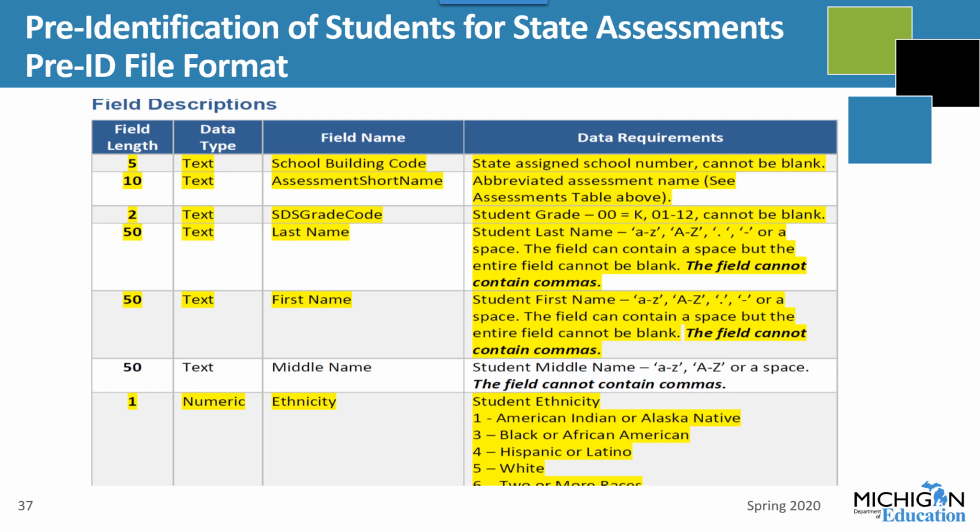So this is just a section of the PreID file upload template. You can see that it shows you the field length, the data type to be inputted, and then the field name and specific information about how to complete each row. As you can see, for example, the SDS grade code must be inputted, and you input kindergarten as 00, not K, or just 0. You can also see the requirements for inputting the student last, first, and middle name, and the specific codes used to identify student ethnicity. Again, this is a part of the PreID file upload template. If you're going to PreID using this method, make sure that you follow the requirements listed here.